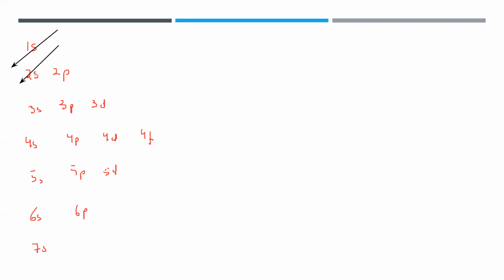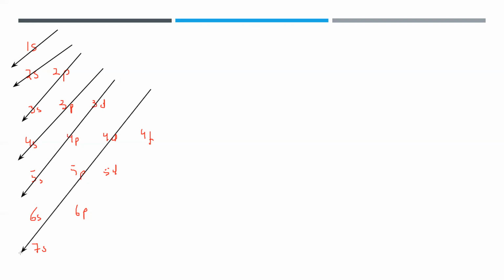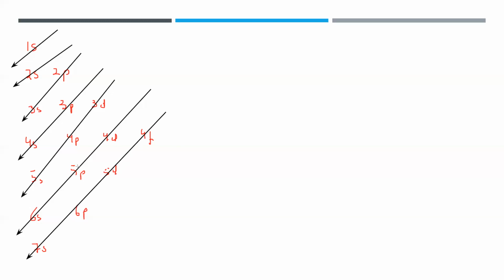1s, 2s, 2p, 3s, 3p, 3d, 4s, 4p, 4d, 4f, 5s, 5p, 5d, 6s, 6p, and the last one is 7s. We have to complete one arrow at a time.